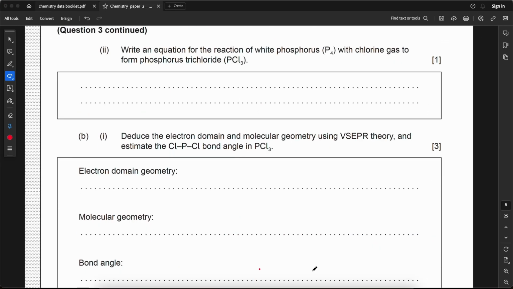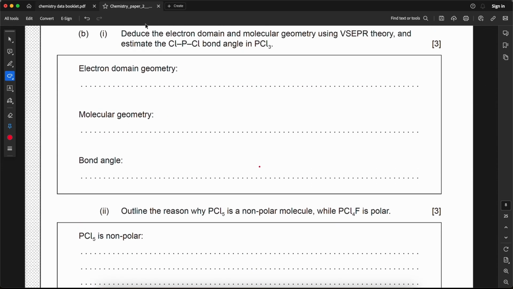Write an equation for the reaction of white phosphorus with chlorine gas to form phosphorus 3 chloride. So that would be P4 solid plus 6Cl2 gas forms 4PCl3 liquid.